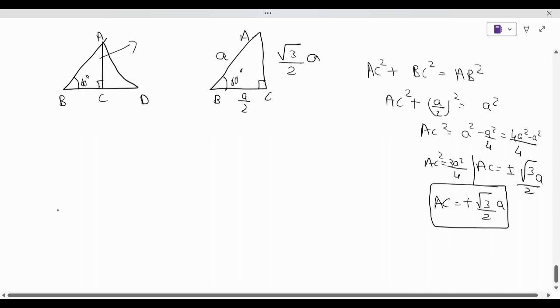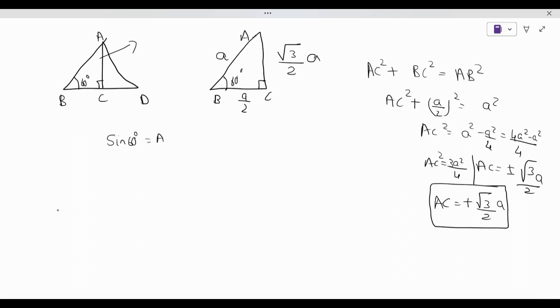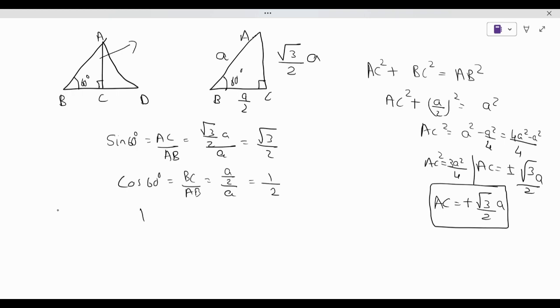Okay, fine. So we have derived it. Sine 60, as we know, is AC by AB, which is equal to root 3 by 2A by A, which is equal to root 3 by 2. Cos 60 is equal to BC by AB, which is equal to A by 2 by A, which is equal to 1 by 2.